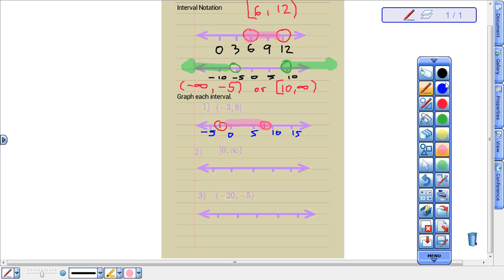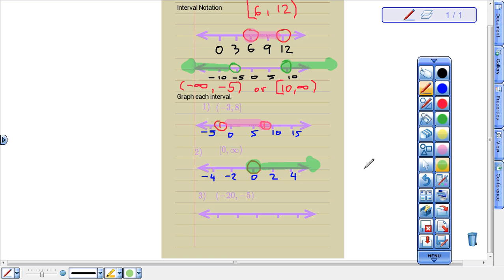For a second example, we have 0 to infinity. We can count by 2. We can start with -4, -2, 0, 2, and 4. This number line is arbitrary as long as we have 0 on it. We're going to circle 0, and because we have a bracket, we're going to shade in 0. And then we're going to show everything to the right. 0 to infinity means 0 and on to the right.